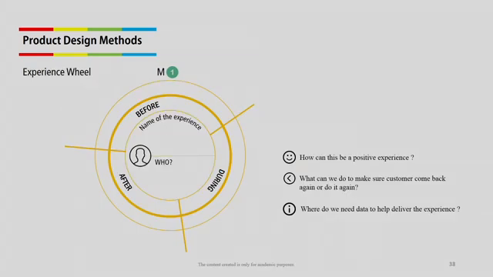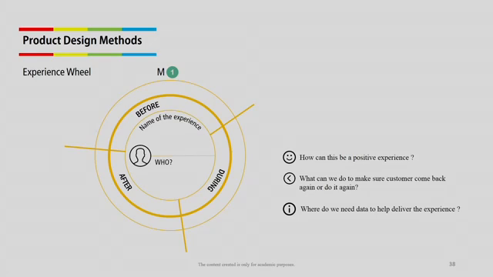Next method is the experience wheel. The toy manufacturer Lego came up with this kind of experience wheel method, where there are three parts: before, during and after. Before using the product, what are the tasks you have to perform? During using the product, what tasks you have to perform, that you have to see in this wheel.